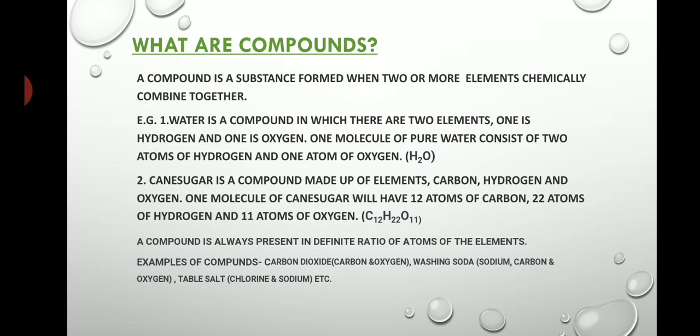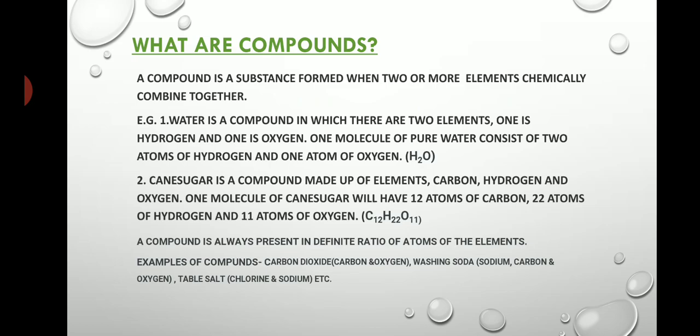Example: water is a compound in which there are two elements. One is hydrogen and another is oxygen. One molecule of pure water consists of two atoms of hydrogen and one atom of oxygen.